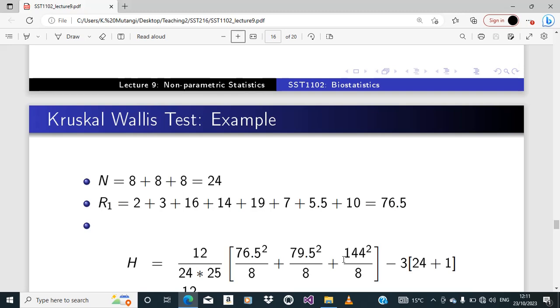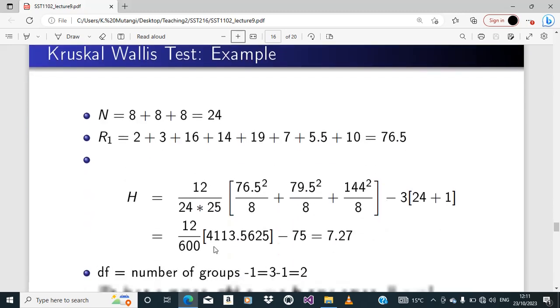in the Kruskal-Wallis test statistic. So N is equal to 24, which is simply the sum of all the observations. And we are showing you R1 there, being the sum of all the ranks in group 1, which is 76.5. You can actually do the same for R2 and R3.